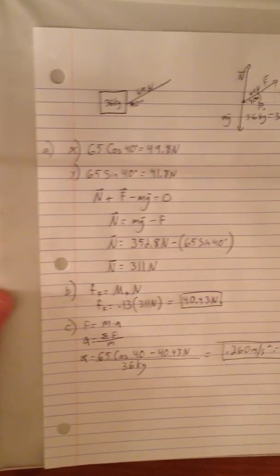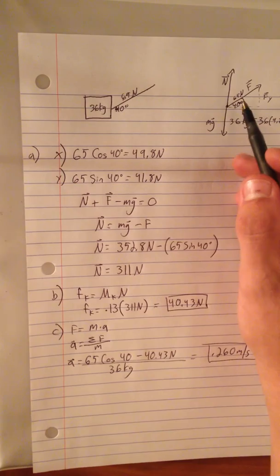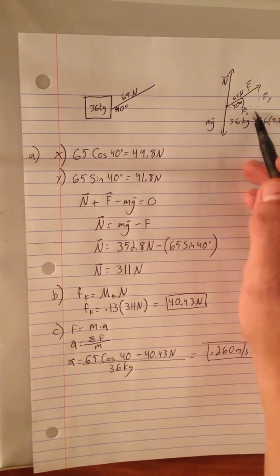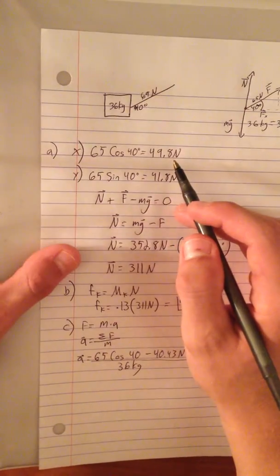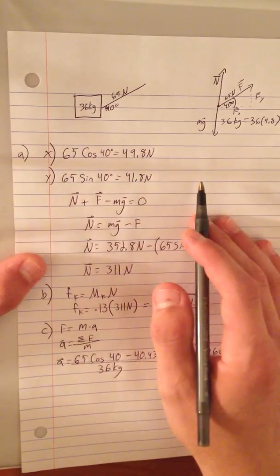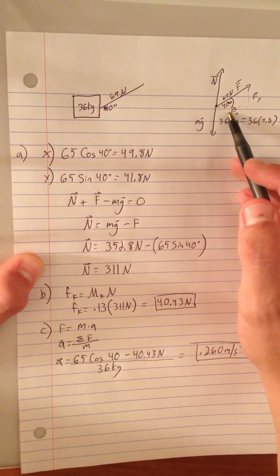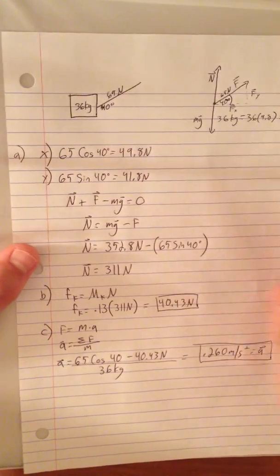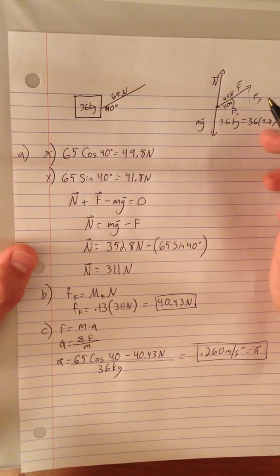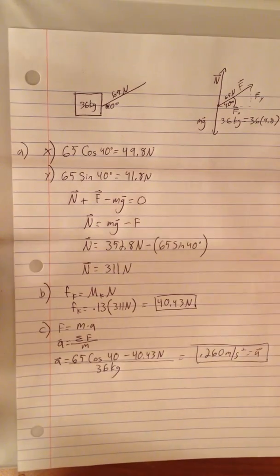Now let's go ahead and worry about the components. For the x component, we know that 65 times the cosine of 40 will give us this x, and that'll equal 49.8 newtons. Now, we know that for y, 65 times the sine of 40 will give us this component, which is 41.8 newtons.